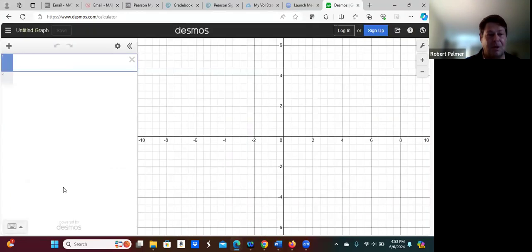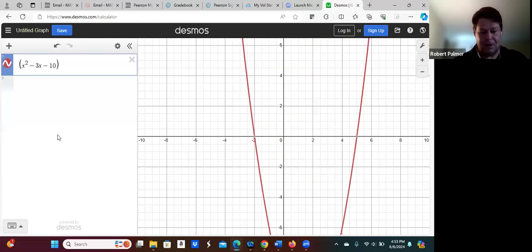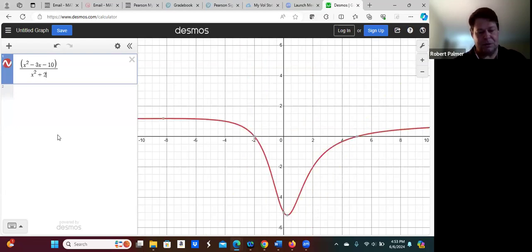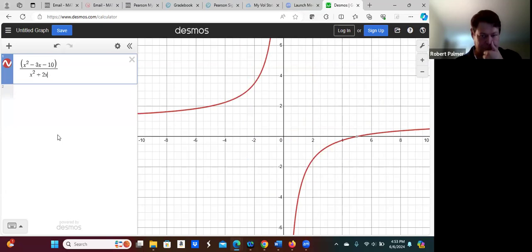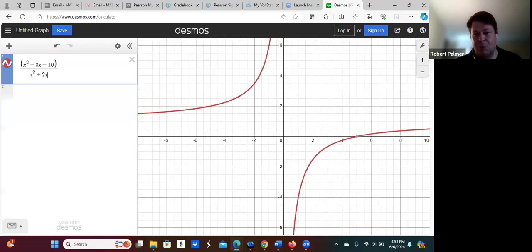Let's see what happens. Remember, if I want to do a fractional function, put the numerator in parentheses: x squared minus 3x minus 10, then divided by x squared plus 2x. So it looks like we have one vertical asymptote, close to 0. The way we can be certain about that is to go back and find the exact value.